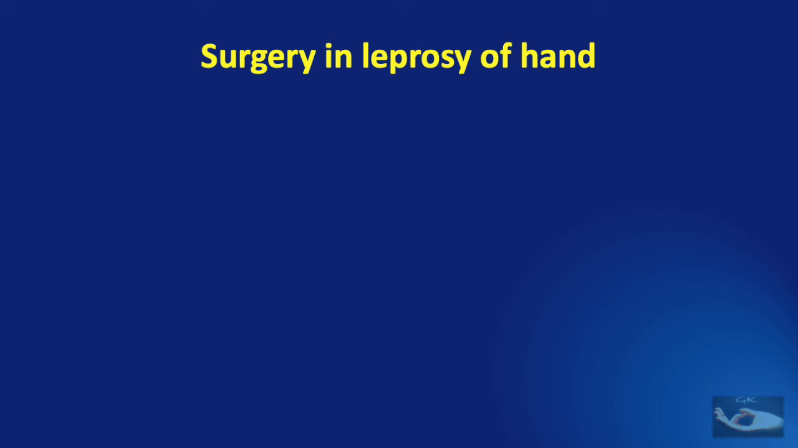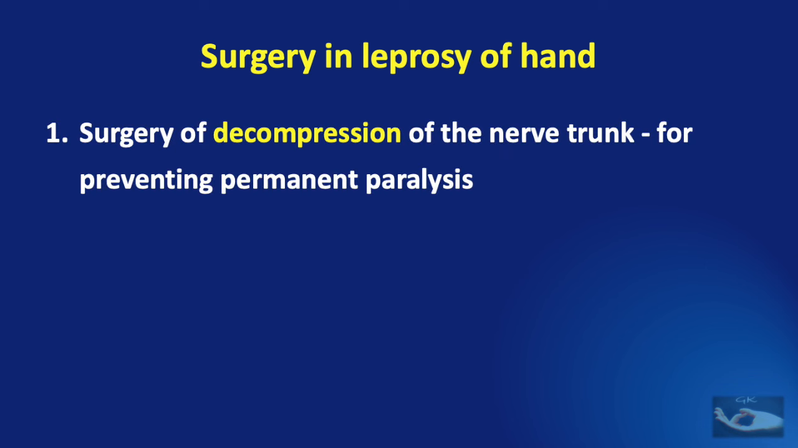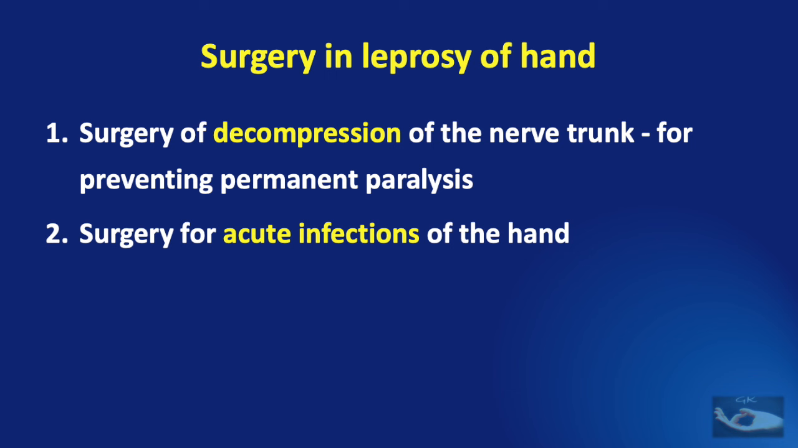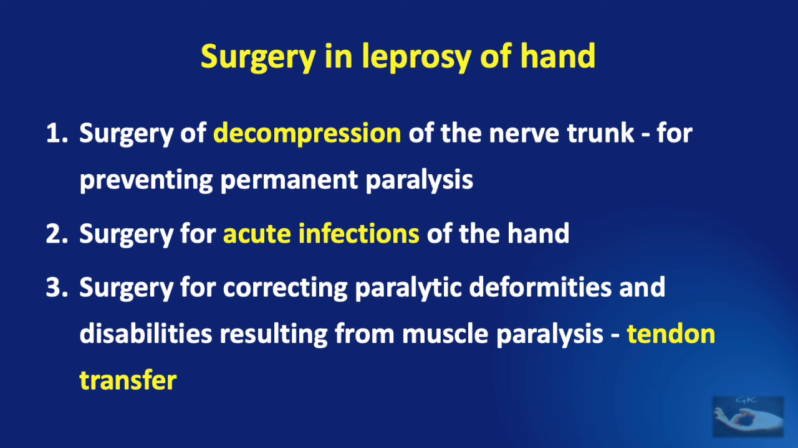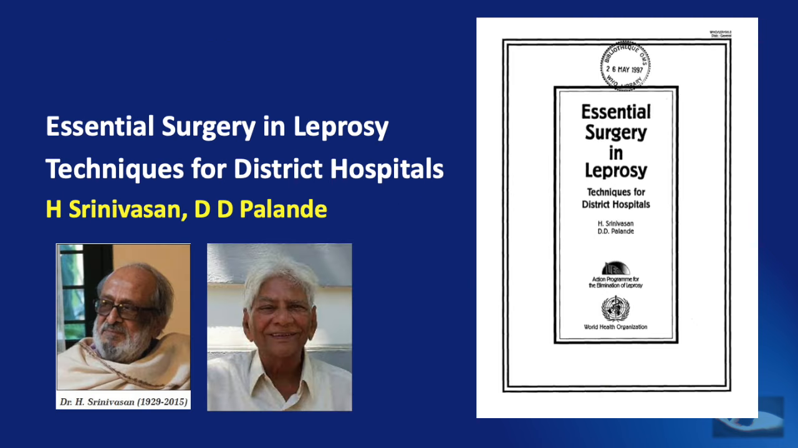It consists basically of three categories or types of surgery. The first type of surgery is surgery of decompression of the nerve trunk for preventing permanent paralysis. The second type of surgery involves surgery for acute infections of the hand and upper limb. The third and important category of surgery is the surgery for correcting paralytic deformities and disabilities resulting from muscle paralysis, usually tendon transfers. To describe a few of the surgical procedures, I have used the pictures from this document called Essential Surgery in Leprosy, Techniques for District Hospitals, written by H. Srinivasan and D. D. Palande, both of whom are international hand pioneers.